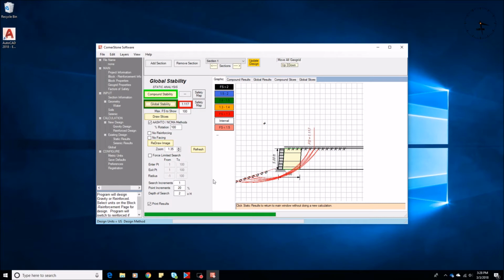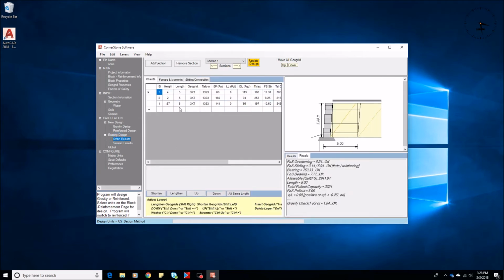Two things you can do. One is you can lower the structure to embed it deeper. These geogrids will drive that failure plane deeper, or we can make our grids longer. These were 5 feet, 1.17. We go back to static. Push those out to 8 feet.